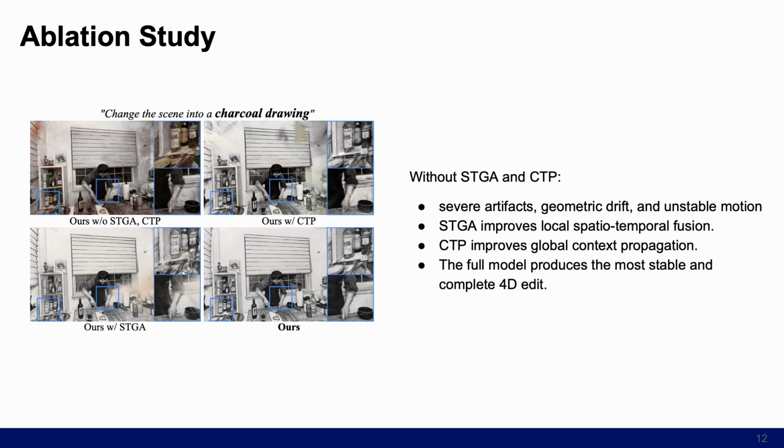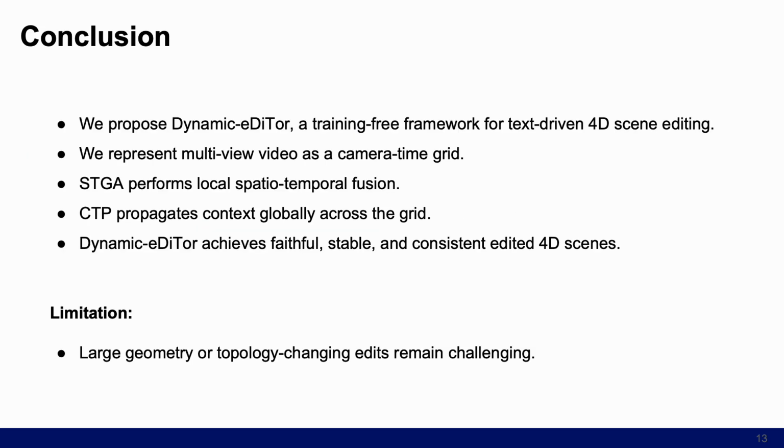In conclusion, we propose Dynamic-eDiTor, a training-free framework for text-driven 4D scene editing. Our key idea is to represent multi-view video as a camera time grid and enforce consistency inside the MMDT editing process. STGA provides local spatiotemporal fusion, while CTP propagates context globally across the grid. Together, they produce consistent edited frames and enable stable optimization of edited 4D Gaussian splatting. One limitation is that large geometry or topology changing edits remain challenging, which we leave as future work.